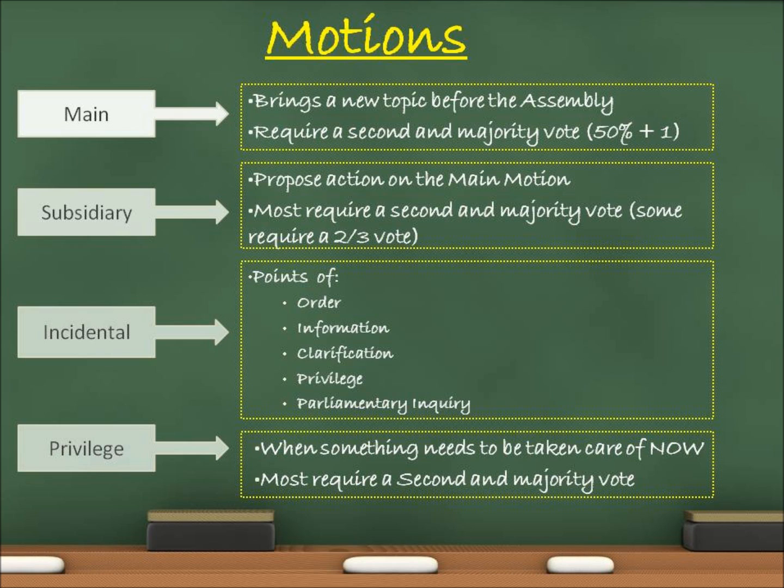The third type of motion is an incidental motion. These are points of order, information, clarification, privilege, and parliamentary inquiry. We will give more examples of these in a few minutes. And finally, the last type of motion is a privilege motion. These are used when something needs to be taken care of now. Most require a second and a majority vote. An example of this type of motion would be a motion for recess.